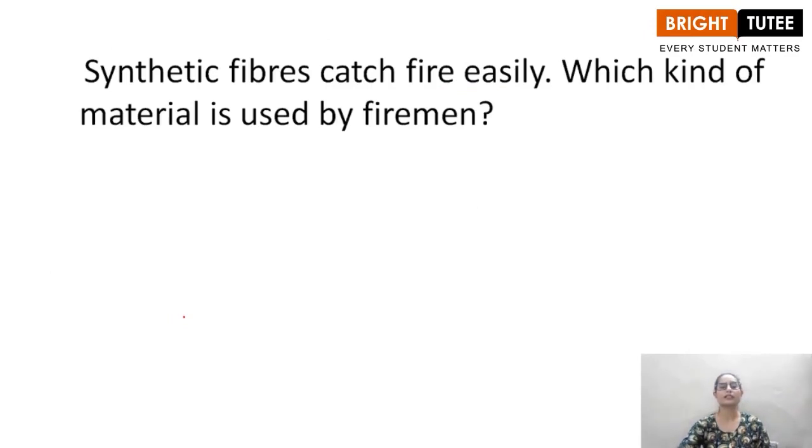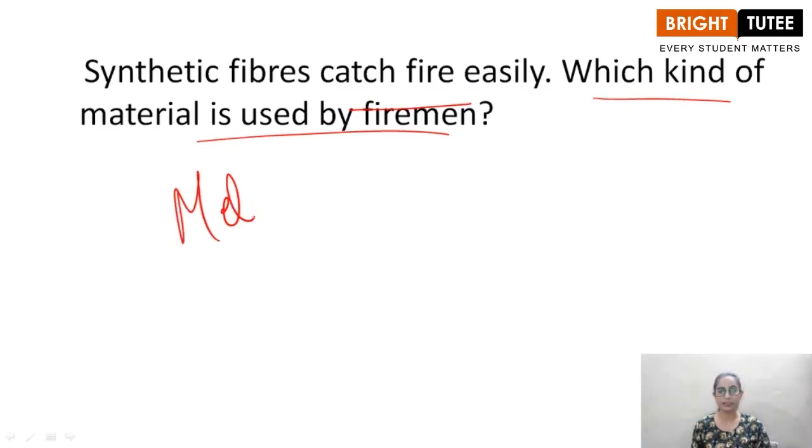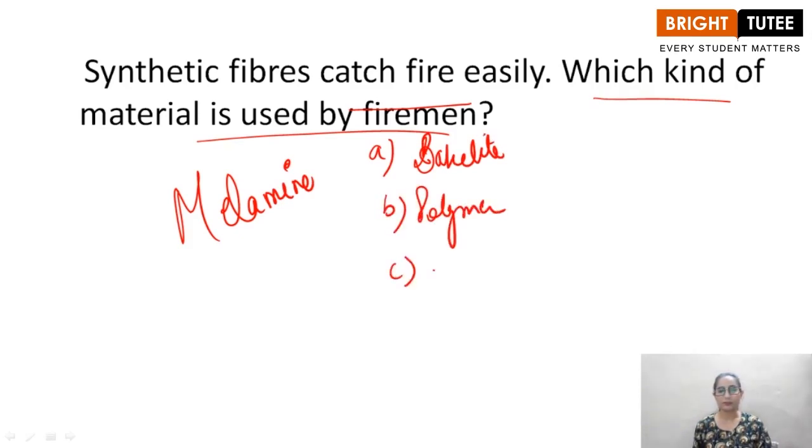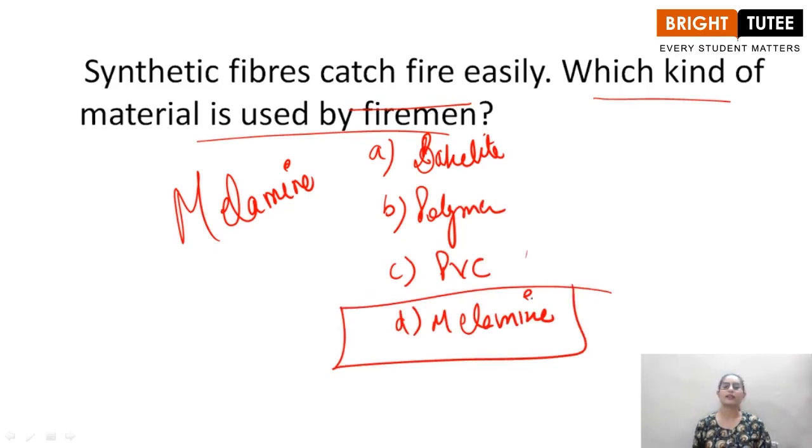The last question is, synthetic fibers catch fire easily. Which kind of material is used by firemen? The material used is melamine. This can also come as a multiple choice question in which you will have options such as bakelite, polymer, PVC and melamine. So always remember that the feature of melamine that is important is that it is fire resistant. So the correct option will be melamine. So these were the important questions.